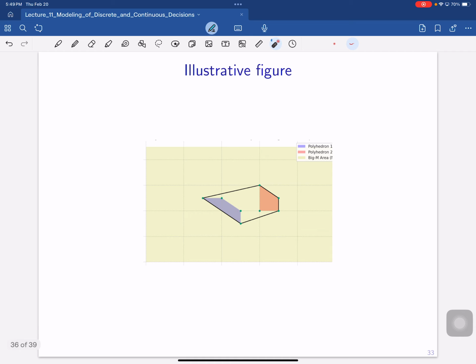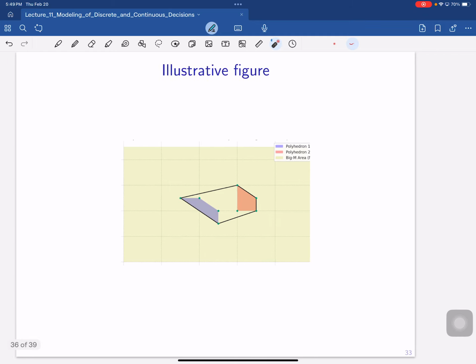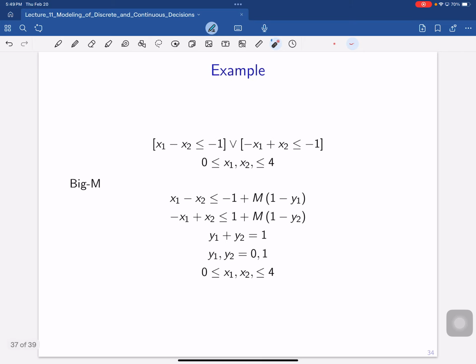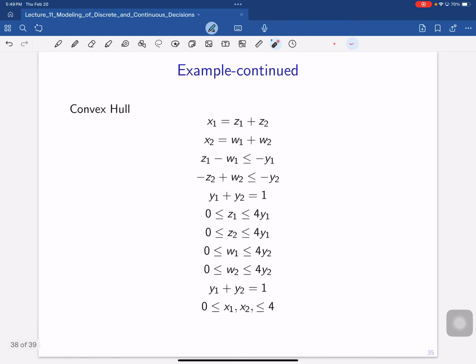If you are curious, there is a textbook on disjunctive programming. Before Balas passed away, he wrote a book, so you could read that book. So here's an example. You could write the big M reformulation and the convex hull reformulation as an exercise. I'm running out of time, so I won't go through those examples. Those will be good homework questions for you to practice.